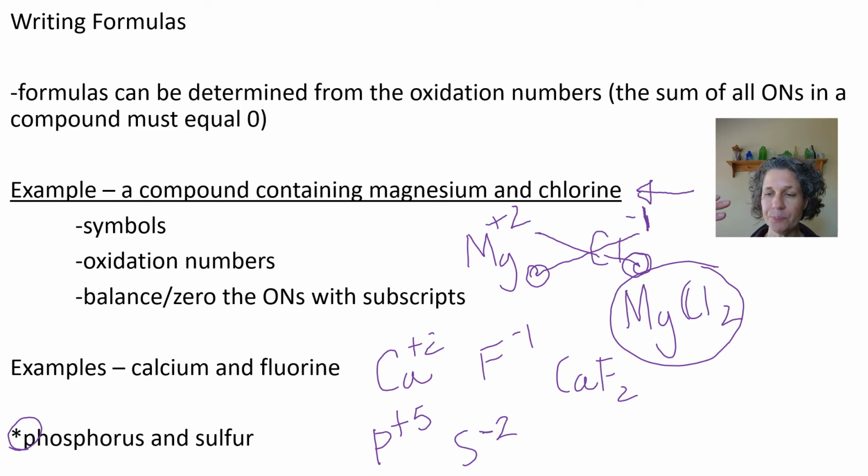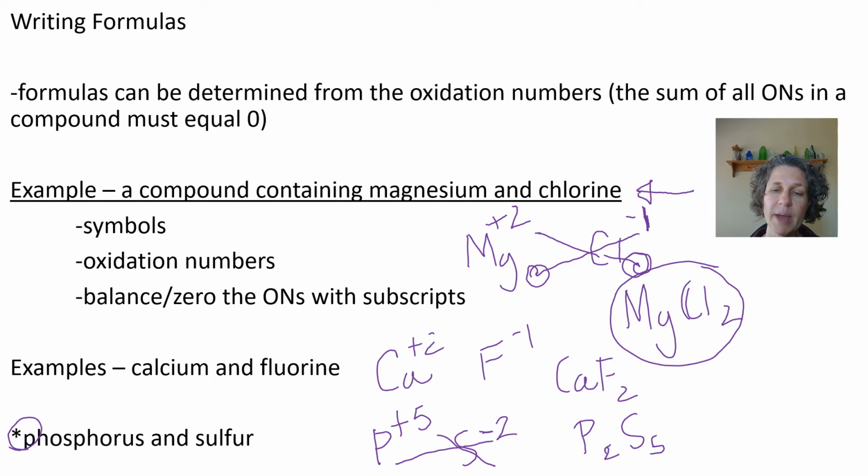Now obviously, just one sulfur can't take that many, and so this is where we have to write the correct formula. If you do the crisscross method, then this 5 will go with sulfur and this 2 will go with phosphorus. So we would have P2S5.